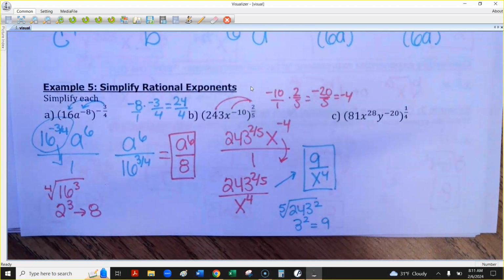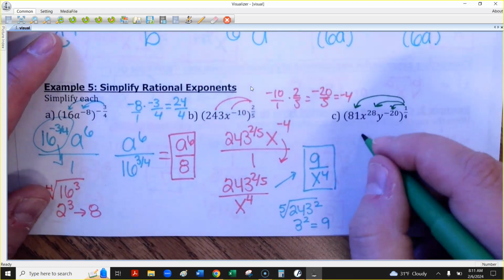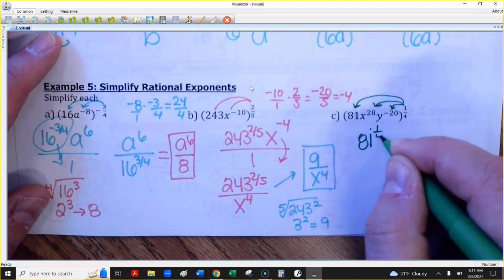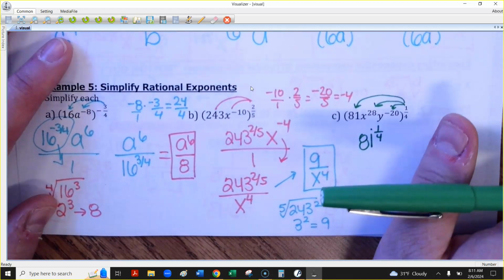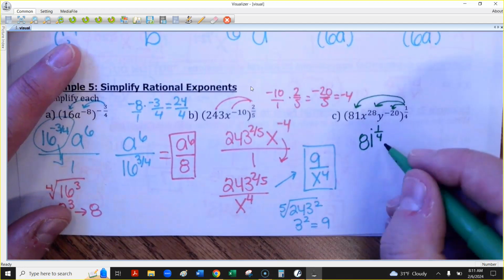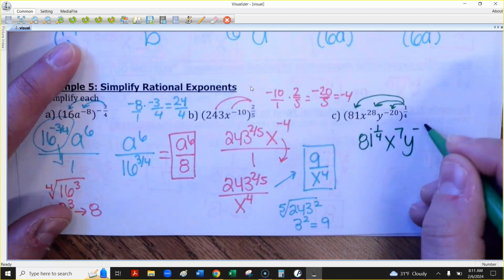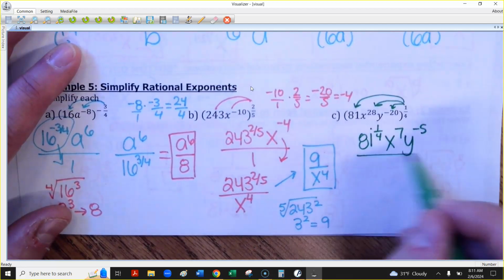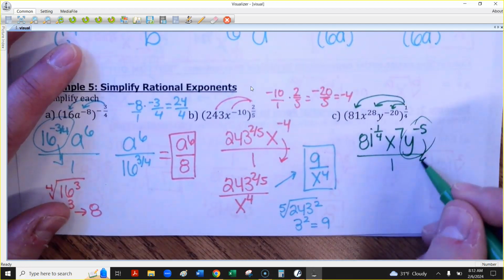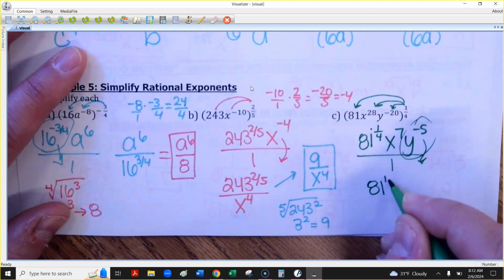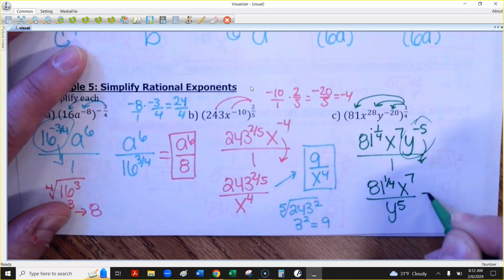All right, so 1/4 power to everybody. So we're going to have 81 to the 1/4. Now, if I multiply by 1/4, that's the same as just dividing by 4, right? So if I do 28 divided by 4, this is just going to be x to the 7th. And if I do negative 20 divided by 4, it'd be y to the negative 5th. Okay, I'm going to have to make a fraction here because I got a negative exponent. That y to the 5th, we're going to have to move that down. So I have 81 to the 1/4, x to the 7th over y to the 5th.